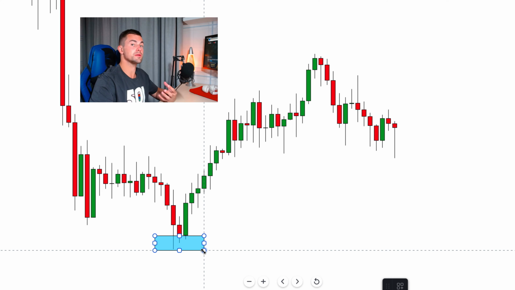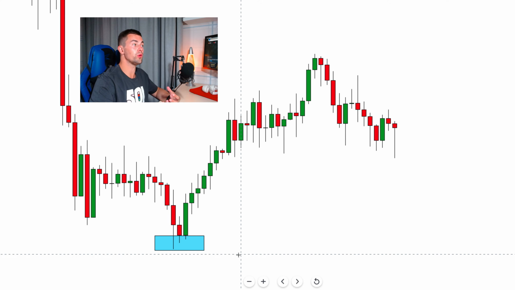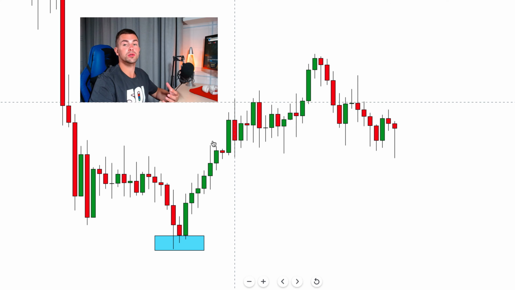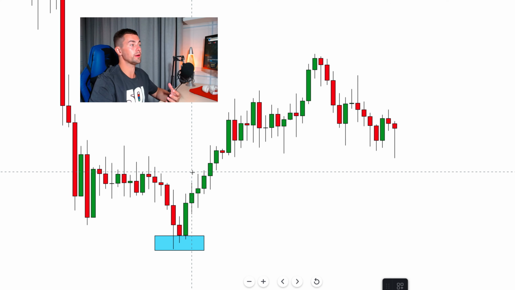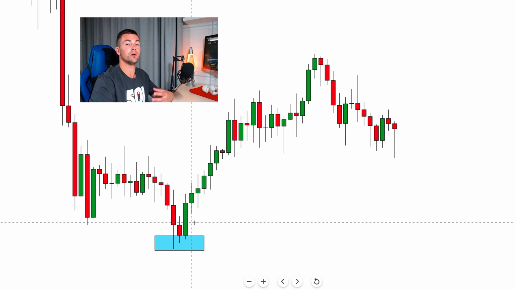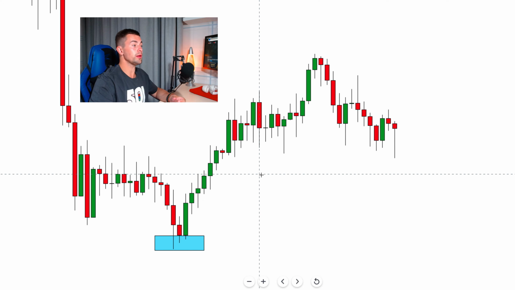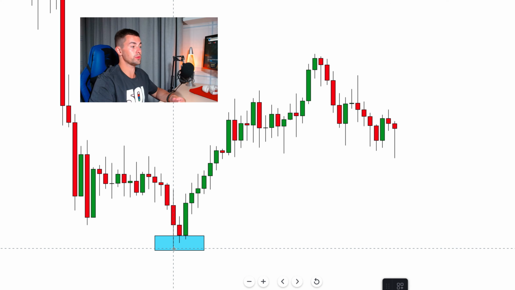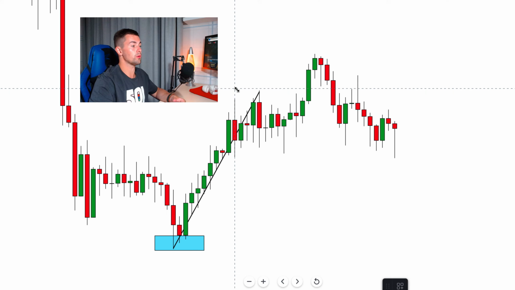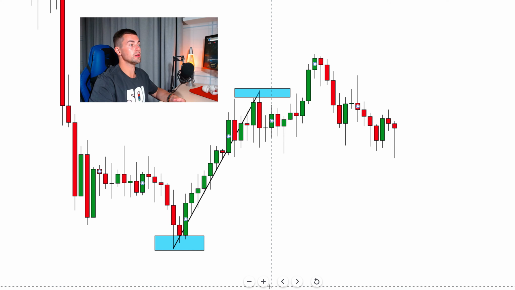Why? Because it is the current structure low, and from that point we saw quite impressive bullish movement, and with this bullish movement the price managed to violate this local high level. So we consider this move to be quite exceptional. From that point we saw strong bearish rally. The price reached that point right here, local structure high, and from that point we saw the retracement.